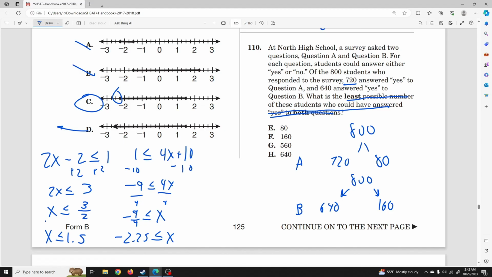So we need to make sure that these 80 people do not end up in these 640 people that said yes. So in other words, we know that 640 people said yes to the second question. We know that 80 people said no to the first question. So in order to find the amount of people that said yes to both, subtract the amount of people who said no to one and yes to two. So 640 minus 80 is equal to 560. That's our answer.